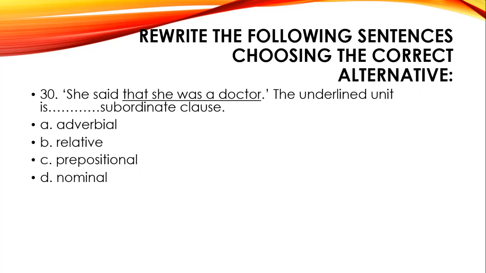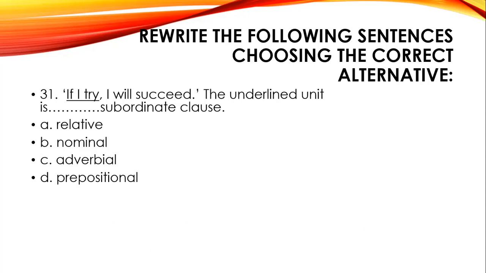She said that she was a doctor. The underlined unit in this sentence is dash dash subordinate clause. Option A, adverbial. Option B, relative. Option C, prepositional. Option D, nominal. And the correct answer is option D, nominal. That she was a doctor is a nominal subordinate clause, that is, a noun clause.